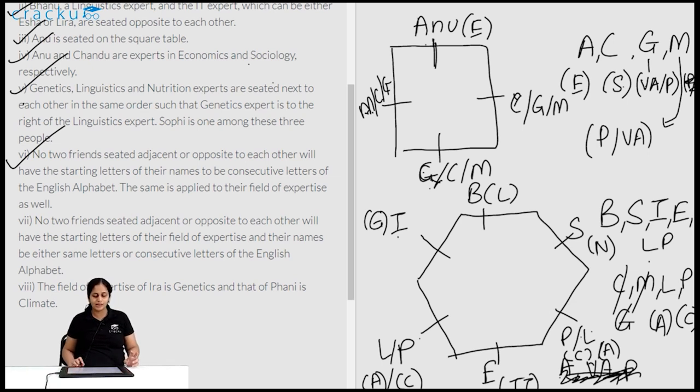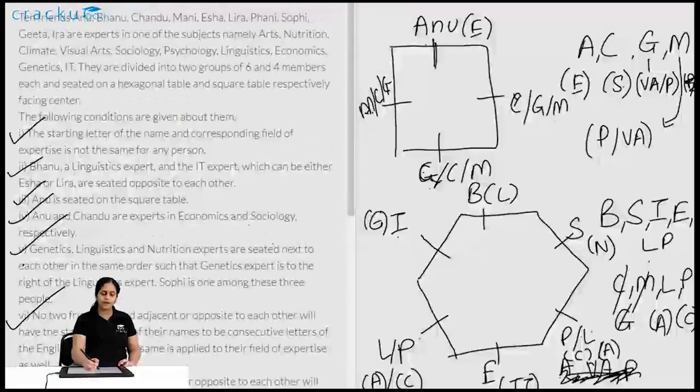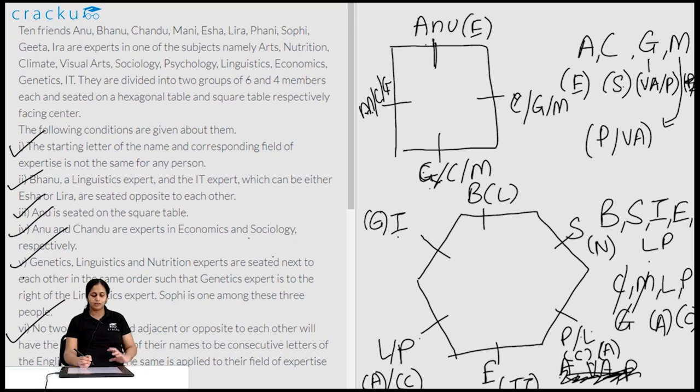Same with this. The field of expertise and name is also not helping me resolve neither on the hexagonal table nor on the square table. So I can tick it off. And condition 8 being Era's genetics and Funny's climate, I have already taken care of it. So even 8 I can tick it off. So I have done all the conditions and this is the end result that I have gotten.